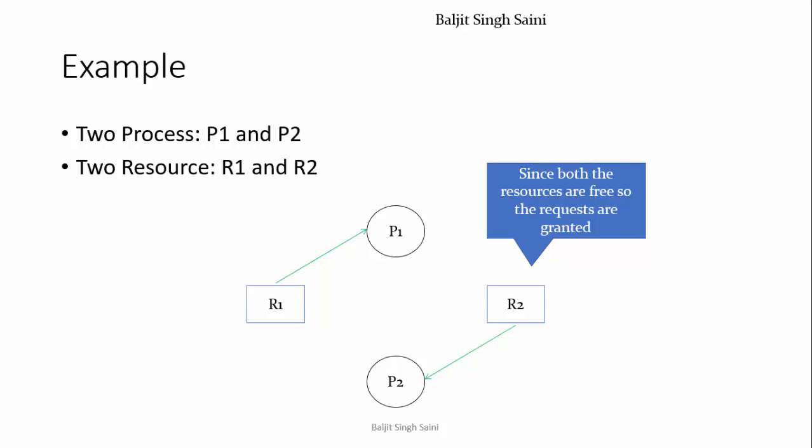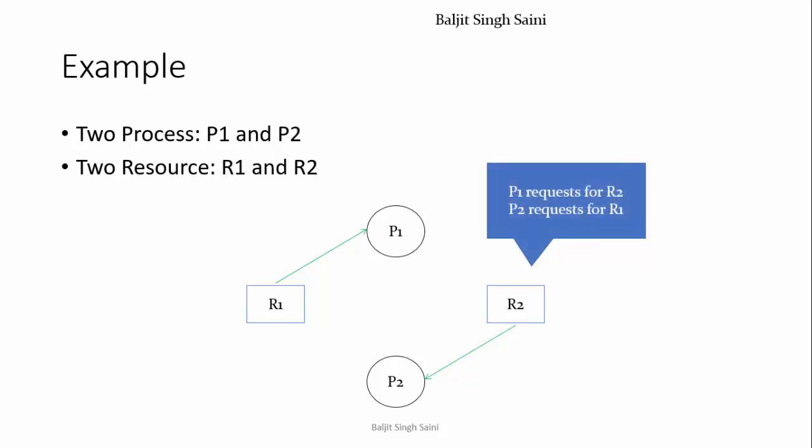P1 ने रिक्वेस्ट किया R1 का, P2 ने रिक्वेस्ट किया R2 के लिए. क्योंकि दोनों रिसोर्सेज फ्री थे, हैंस हमने एरो की डायरेक्शन चेंज कर दी, which means that resource R1 is allocated to P1 and resource R2 is allocated to P2. So the change of direction is important.